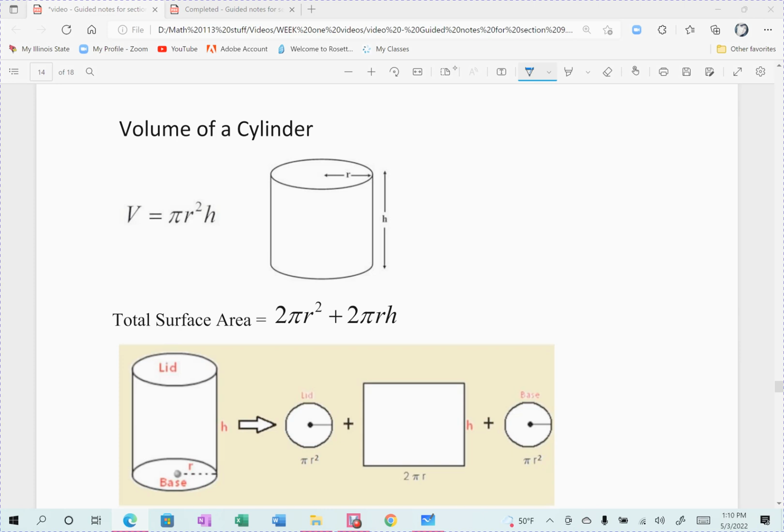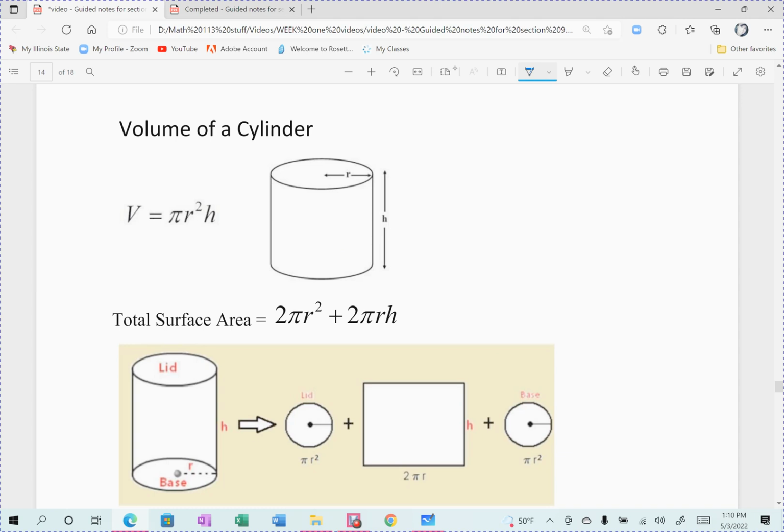Alright, so a cylinder, and we will always use nice cylinders, right? They won't be skewed cylinders, so there'll be this nice shape here. So this shape drawn on the page here is an example of a cylinder. Alright, so the cylinder involves a circle on top and a circle on bottom. There's a lid on top and a base on the bottom.